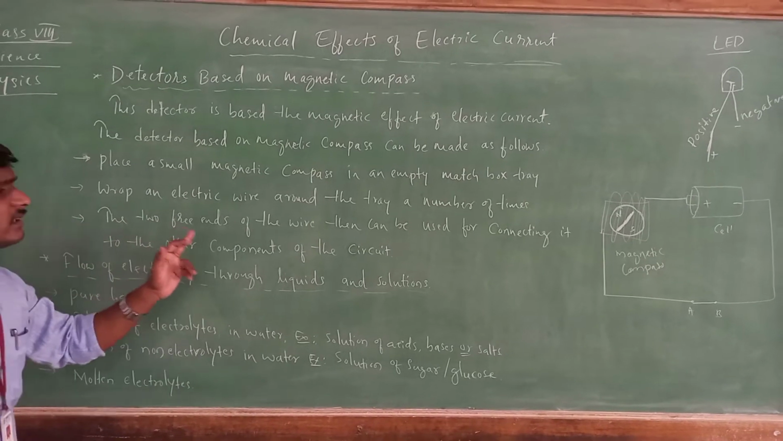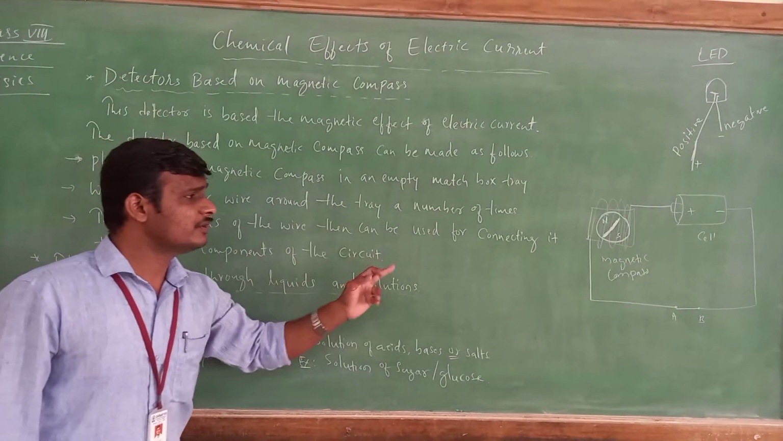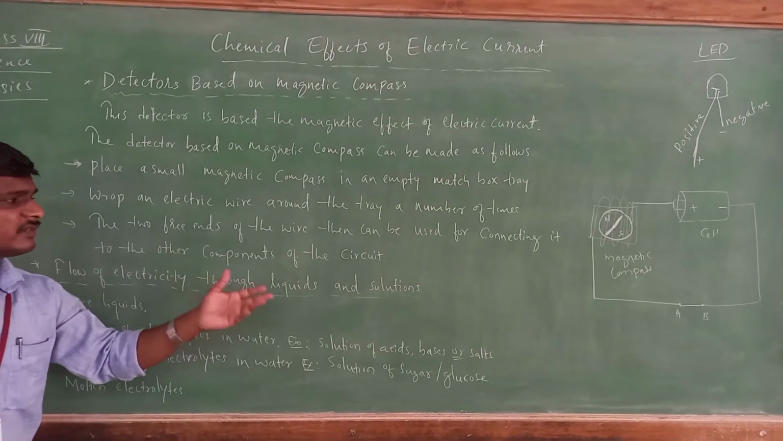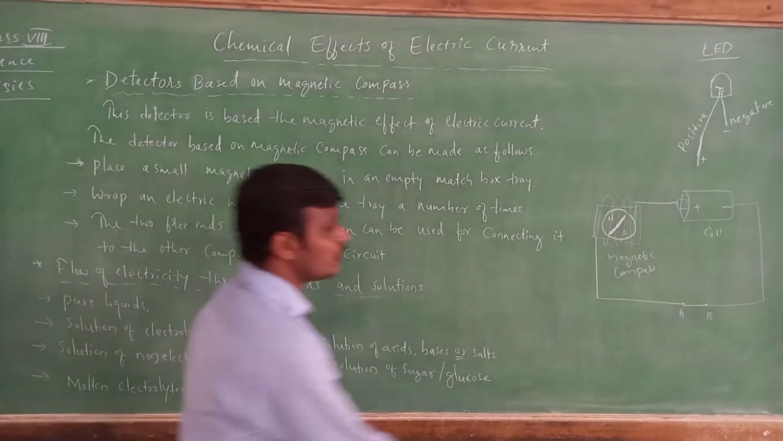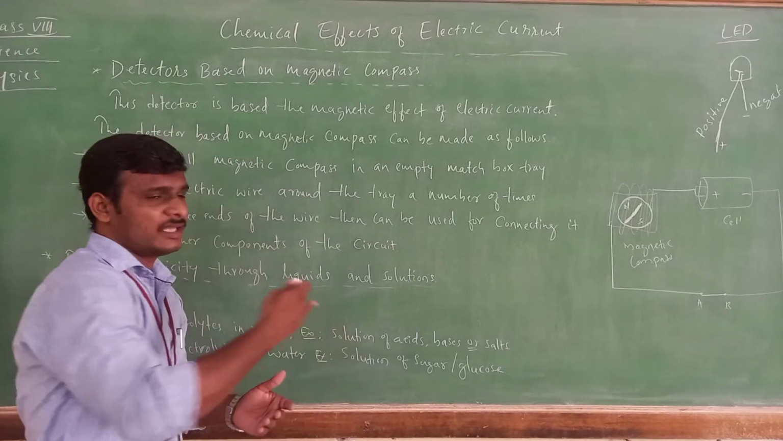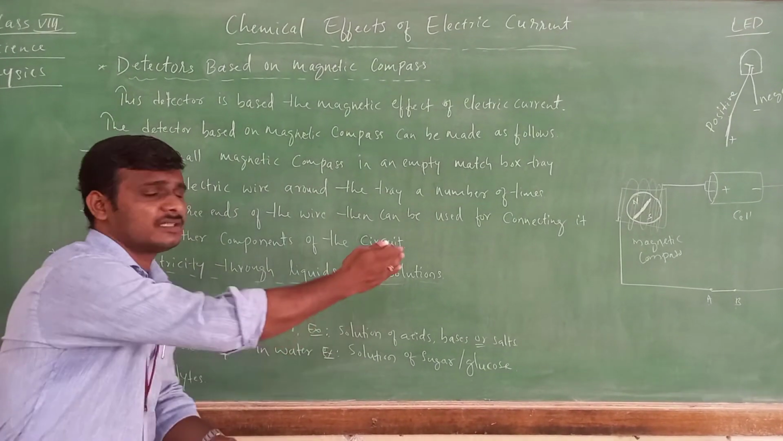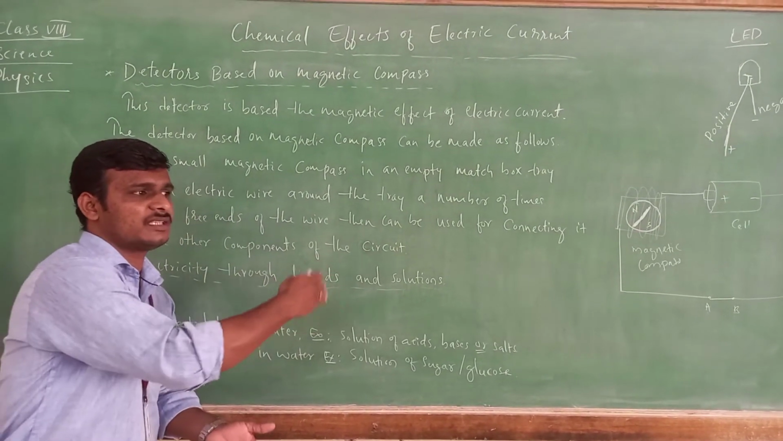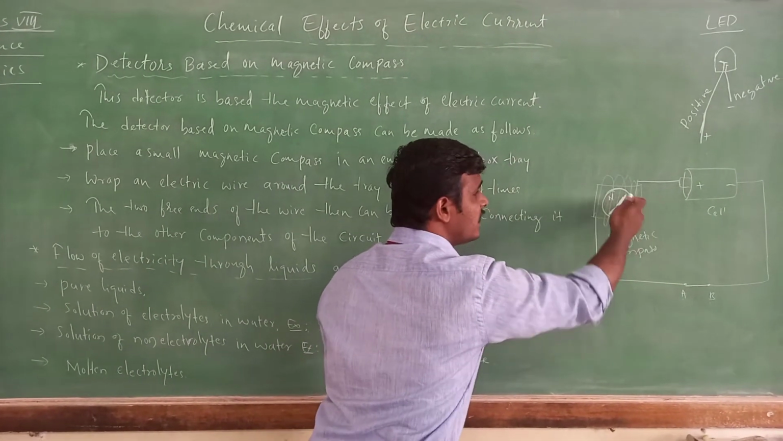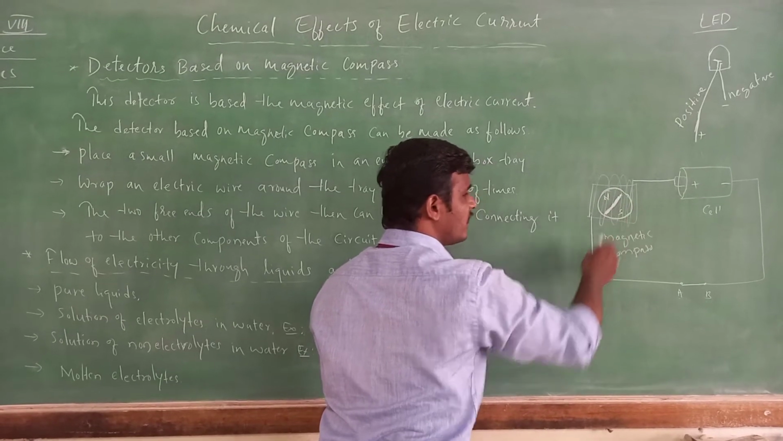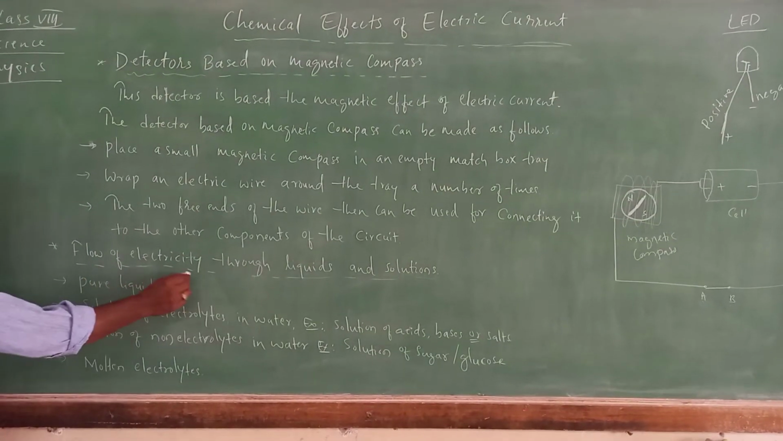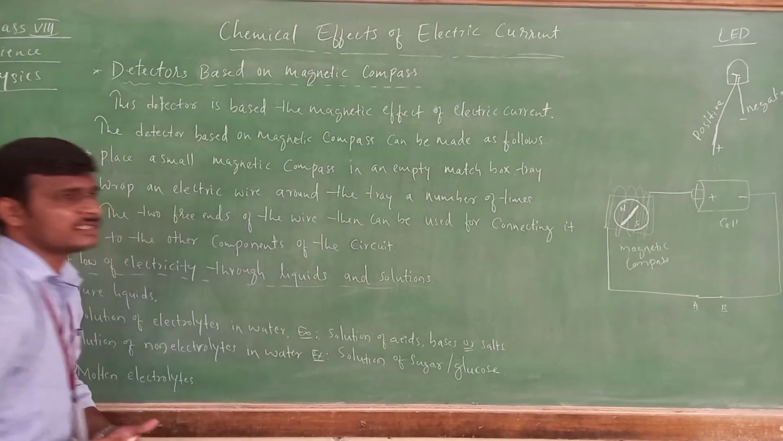Then the two free ends of the wire can be connected to the other components of the electric circuit, that is conductors and insulators. Then you can see whether it detects the flow of electricity or not, that we can study. Next, the flow of electricity through liquids and solutions.